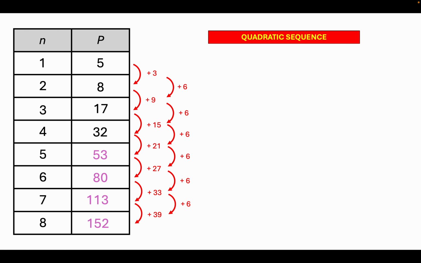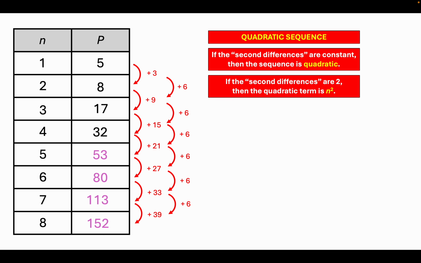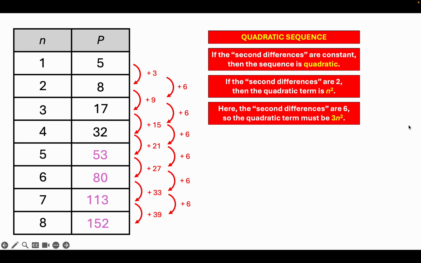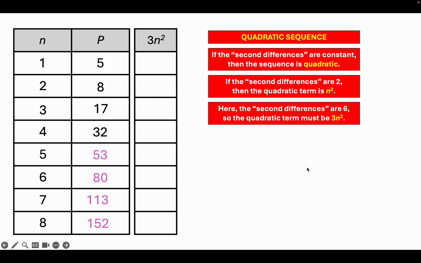So we appear to have a quadratic sequence because the second differences are constantly 6. So remember I said if the second differences are 2, then the quadratic term is just a single n squared. On this occasion, the second differences are 6, 3 times as much. So that tells us that the quadratic term must be 3n squared. We must have a 3n squared in the rule. So I'm going to try a rule with 3n squared.